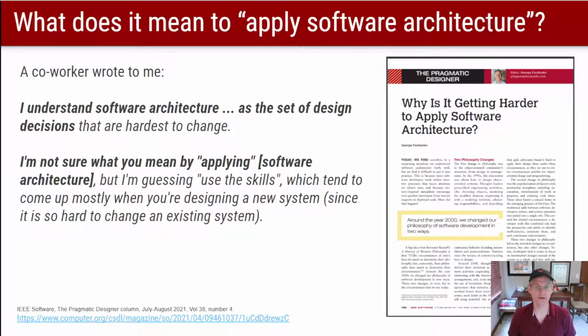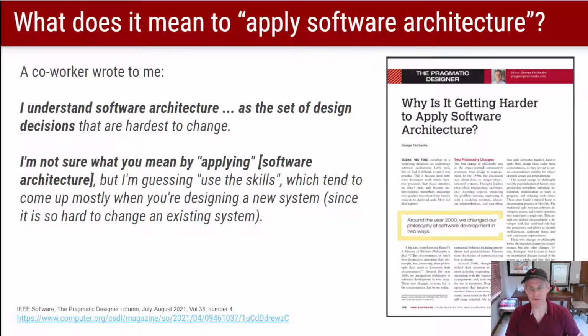It was in regards to an article that I just recently wrote about why it's getting harder to apply software architecture. And a coworker wrote to me and asked a really great question, which is, he says, I understand software architecture is a set of design decisions that are hardest to change. So what does it mean to say you're applying software architecture? Is that meaning you're applying your decision-making skills or what?